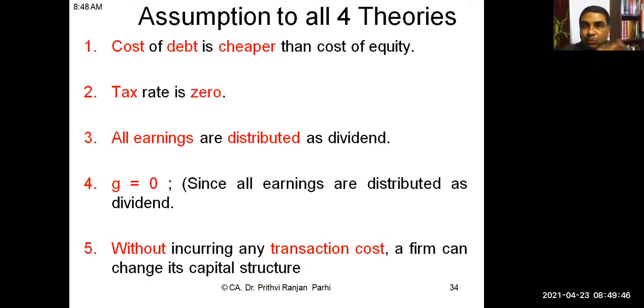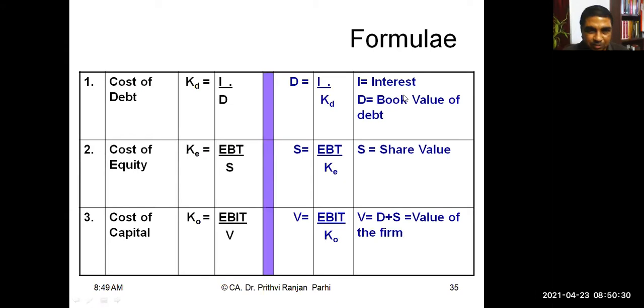When I told you we'll be learning these four theories, they have some common assumptions. These assumptions have already been explained to you earlier, along with the logic behind them. The assumptions are: cost of debt is cheaper than cost of equity. Tax is zero. All earnings are distributed as dividend. Growth rate is zero. And without incurring any transaction cost, a firm can change its capital structure. Suppose a firm wants to convert debt into equity or equity into debt, it will not involve any transaction cost. So these are the common assumptions of all these four theories, and I explained the logic behind them in your previous class.